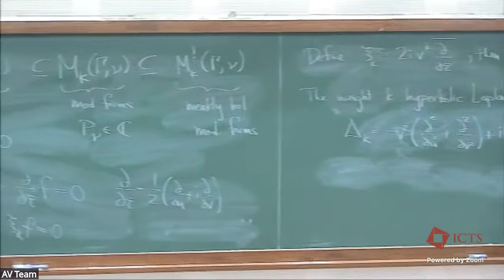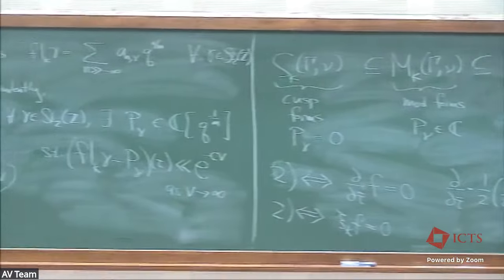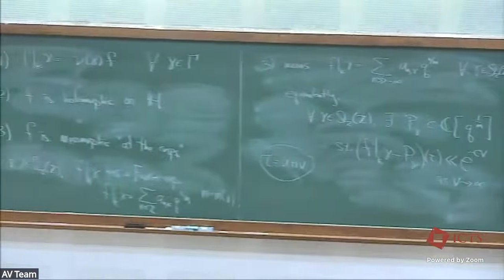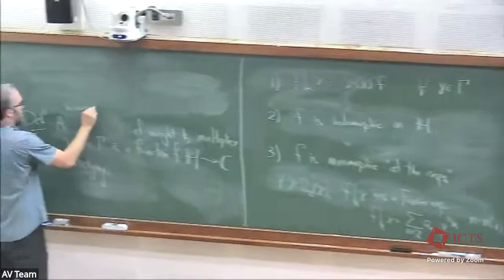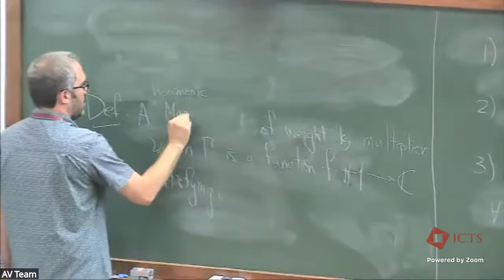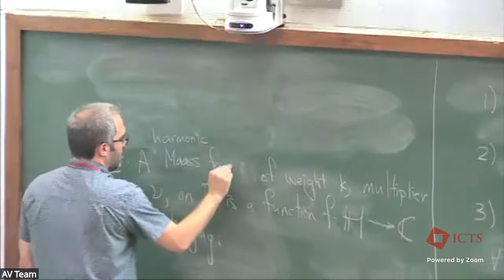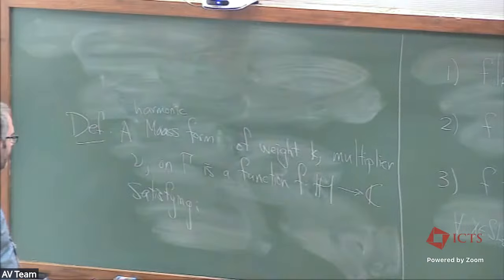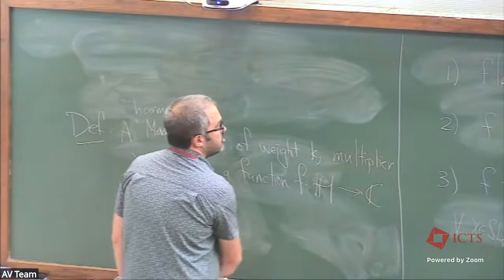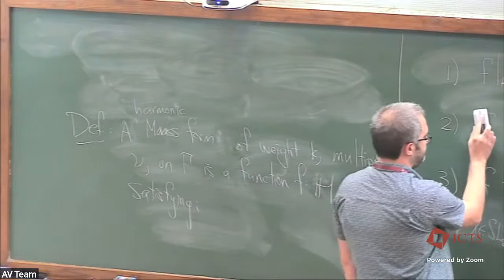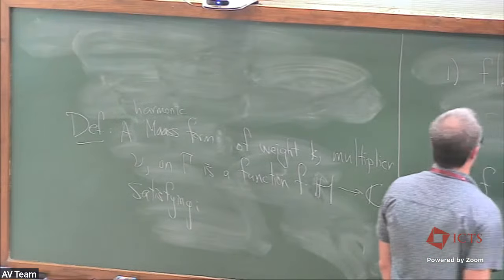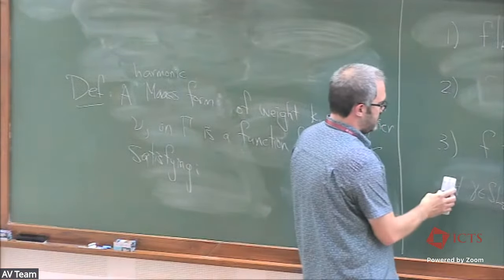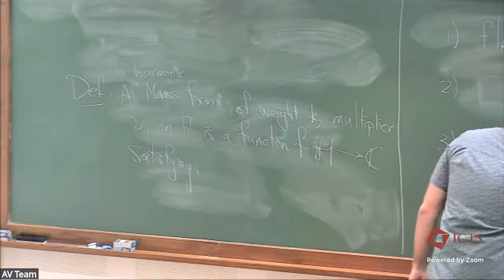Okay, so not a modular form, but a harmonic Maass form of weight k, multiplier nu on gamma is a function f from H to C satisfying three conditions. The first one is the same. The second one is different. And I'm also going to have to change the third one slightly.